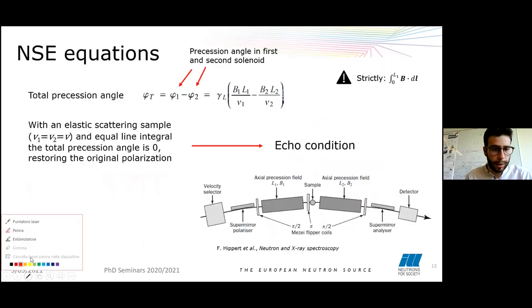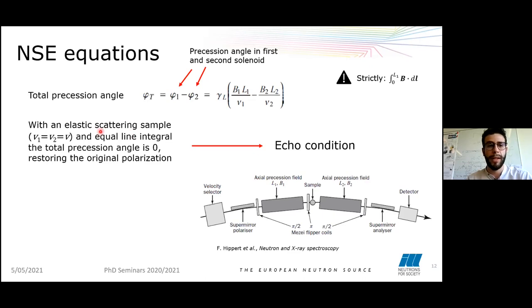Now, if we enter into the neutron spin echo equation, we know that, as we have seen for the Larmor precession, we reach in the solenoids a total precession angle given by the difference in the two branches, given by the gyromagnetic ratio, the field, the length of the solenoid, and the velocity of the neutrons. We have to keep in mind that strictly the field and the length, because the field is not really homogeneous, it's a field integral and not the simple product.